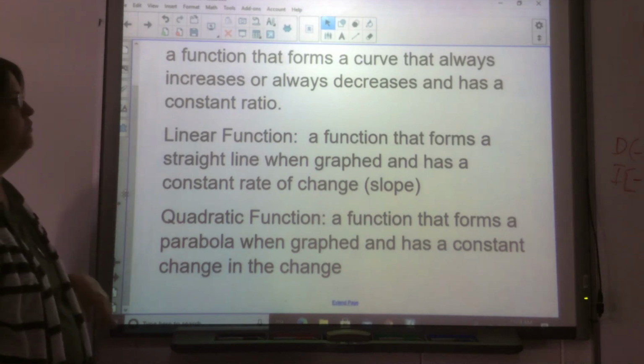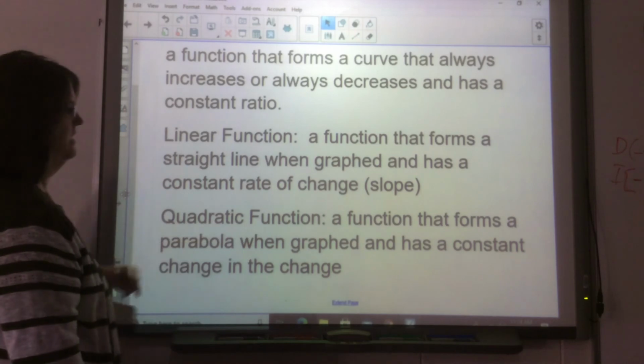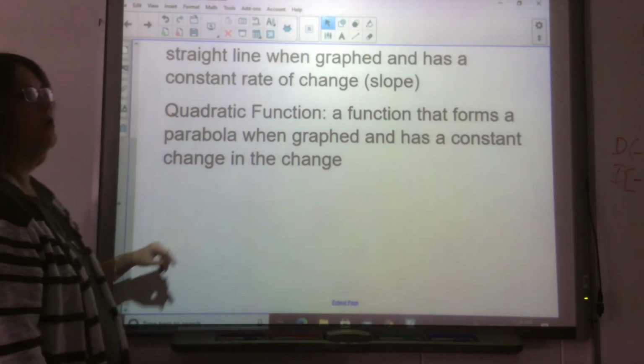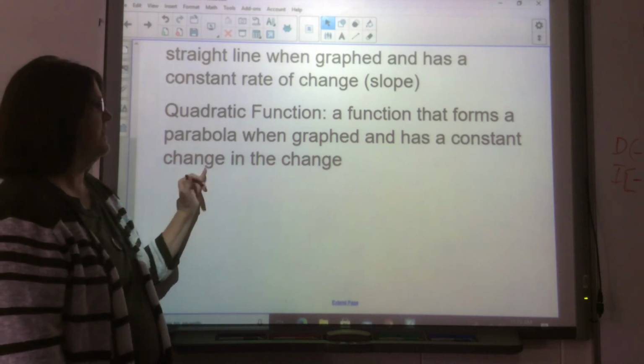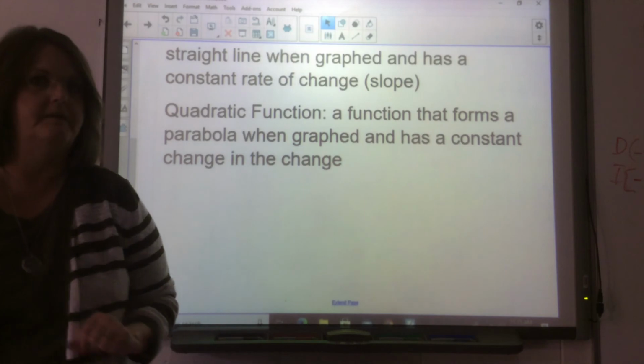A linear function forms a straight line and has a constant rate of change. You're adding the same thing or subtracting the same thing. Quadratic function forms a parabola or is U-shaped when graphed and has a constant rate of change in the change. Remember, the second change will be the same.